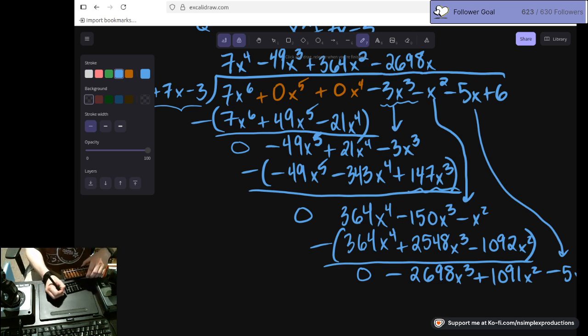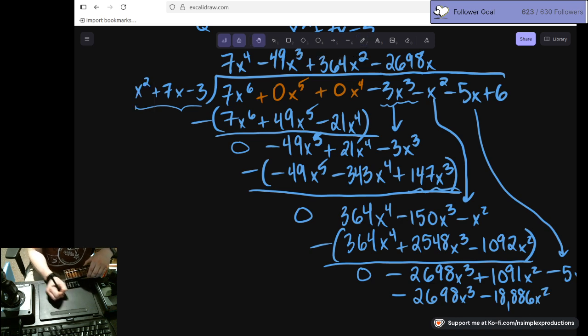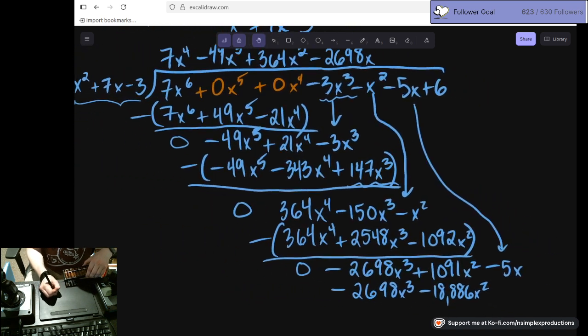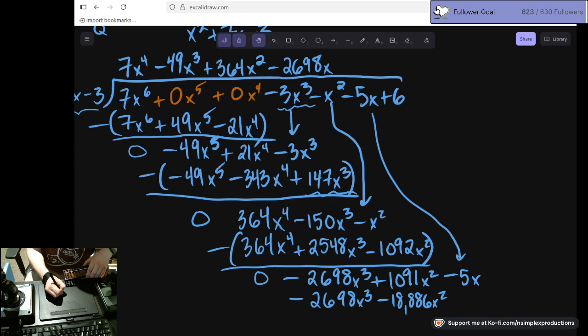18,886. What was that? So minus, okay, minus 2698x cubed. This is now going to be a minus 18,886x squared. Keeping in mind, this is a GRE. Everybody's probably good enough to do this.